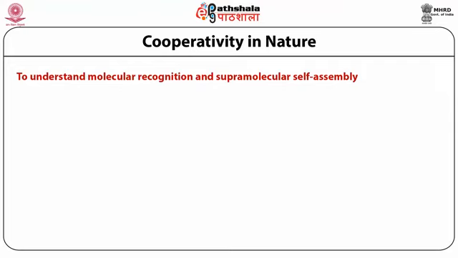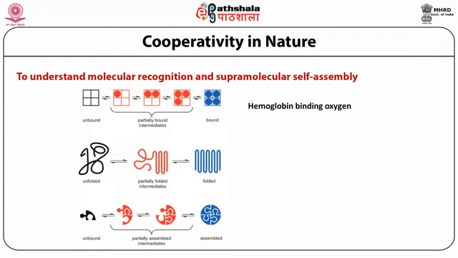Cooperativity is a central concept to understand molecular recognition and supramolecular self-assembly. Two classic examples of cooperativity are hemoglobin binding oxygen and protein folding. When hemoglobin binds oxygen, there is one unbound state, and hemoglobin has 4 sites, so oxygen can bind to all 4 sites, the completely bound state, but it goes through some partially bound intermediates. Similarly, in protein folding, you have an unfolded protein and it goes to a completely folded conformation through some partially folded intermediates.